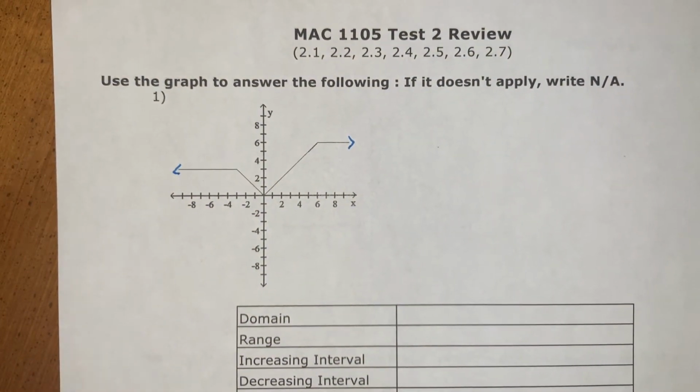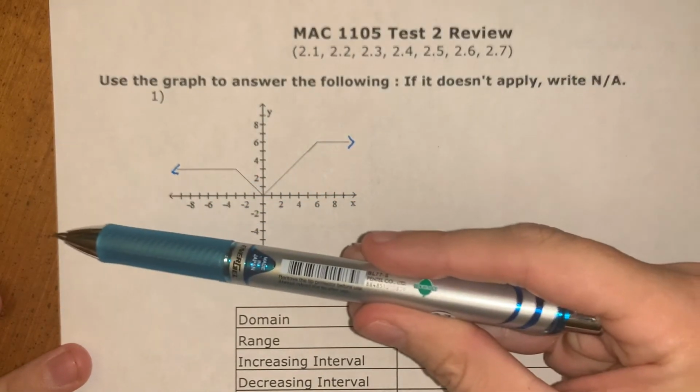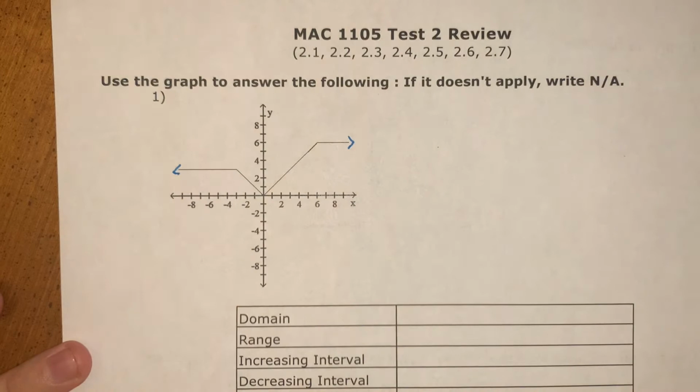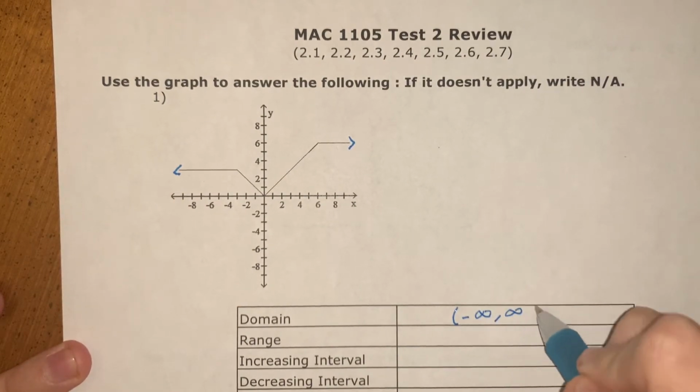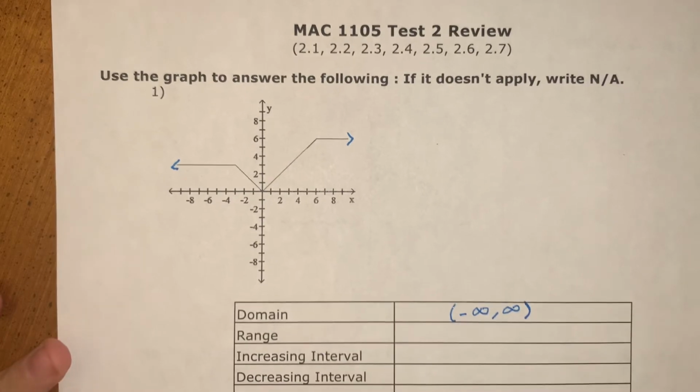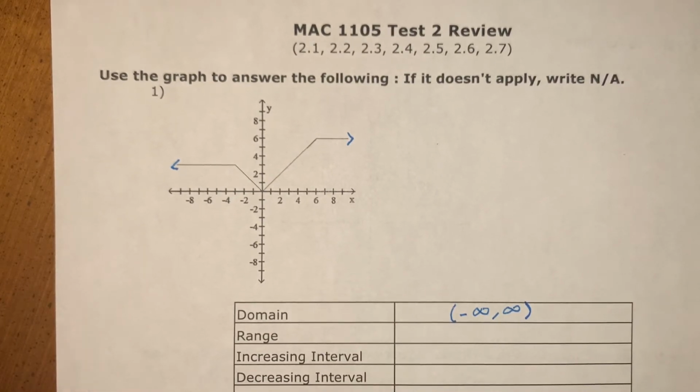All right, so domain, recall that the domain is the allowable x values, right? So we're going to look left to right on our graph, and we see that it goes to negative infinity to the left and positive infinity to the right. So that's our domain for this function, and we're doing interval notation. So we need to put parentheses on either side when we deal with the infinity symbol.